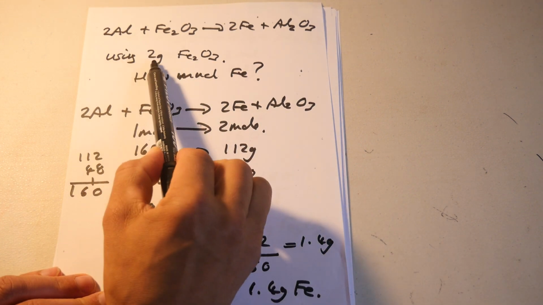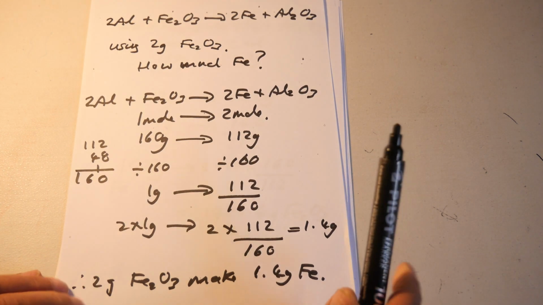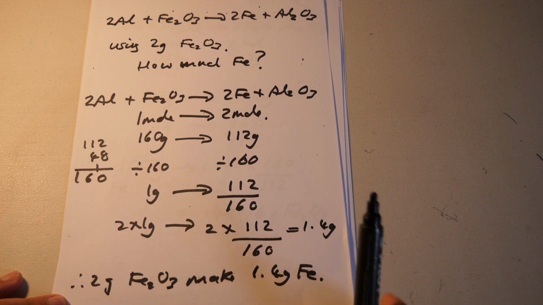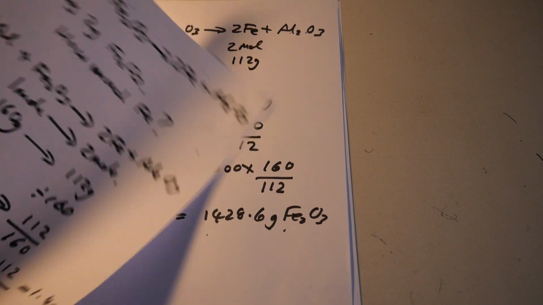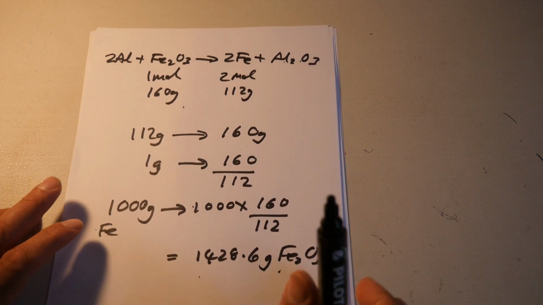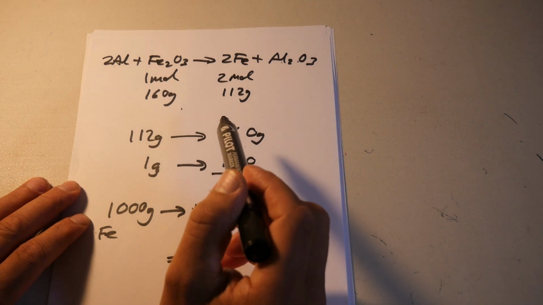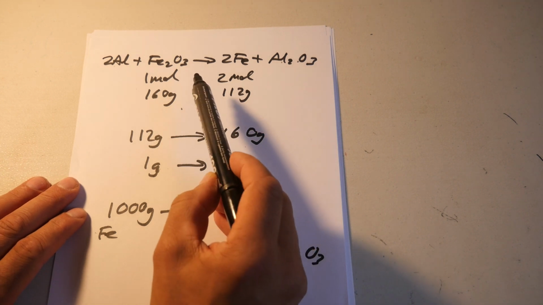So if you have 2 grams of iron oxide, how much iron is made? So I just worked out 2 grams of iron oxide leads to 1.4 grams of iron, okay? So this is a very powerful method for working out problems in chemistry and the materials industry. If you want to become a material chemist or industrialist, this is exactly what you need to learn.